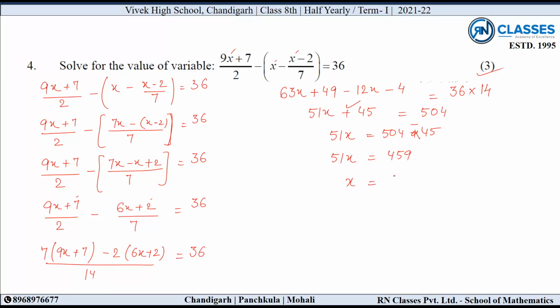Cross multiply, 459 divided by 51. 51 how many times? One time, and 51 yahan pe 9 times, so x would come out to be 9. Answer. If you do all the steps correctly, you will get full 3 marks. No one can deduct it, right?